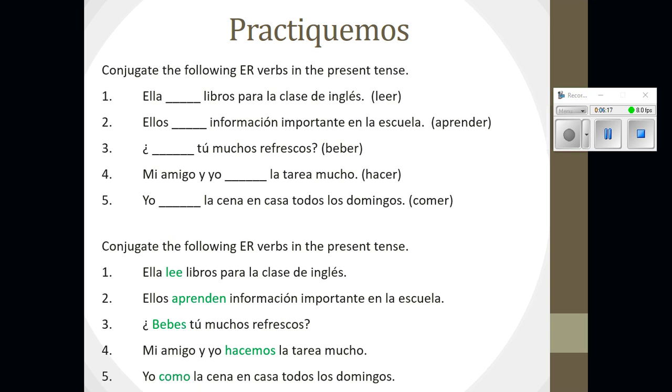4. Mi amigo y yo hacemos la tarea mucho. My friend and I do homework a lot. Okay? So you're talking about my friend and I, which is like saying we. And the nosotros ending for ER verbs is emos. So we drop ER from hacer, and hacemos is the correct conjugation. 5. Yo como la cena en casa todos los domingos. I eat dinner at home every Sunday. Okay? The verb is comer. We drop the ER and add O because the yo form is como.